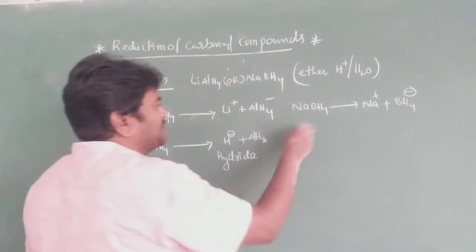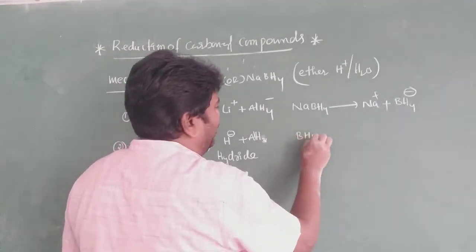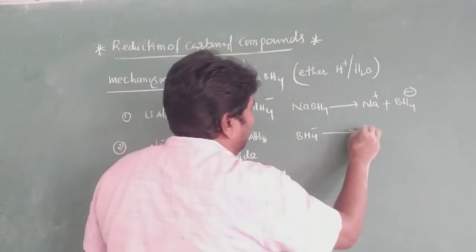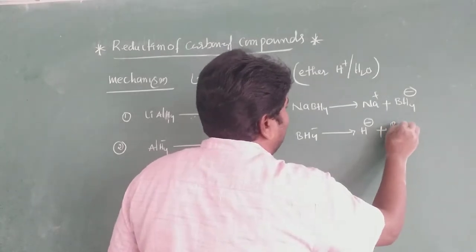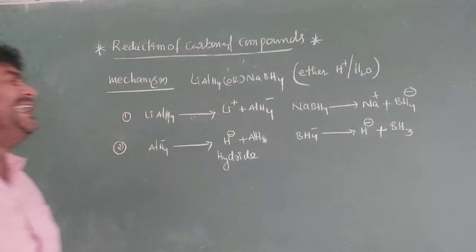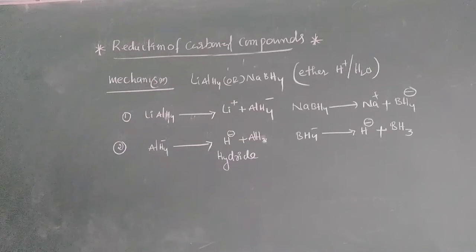Same thing here also. BH4 minus gives rise to H minus plus BH3. BH3 is formed. This is a hydride ion. It is very important, my dear students.